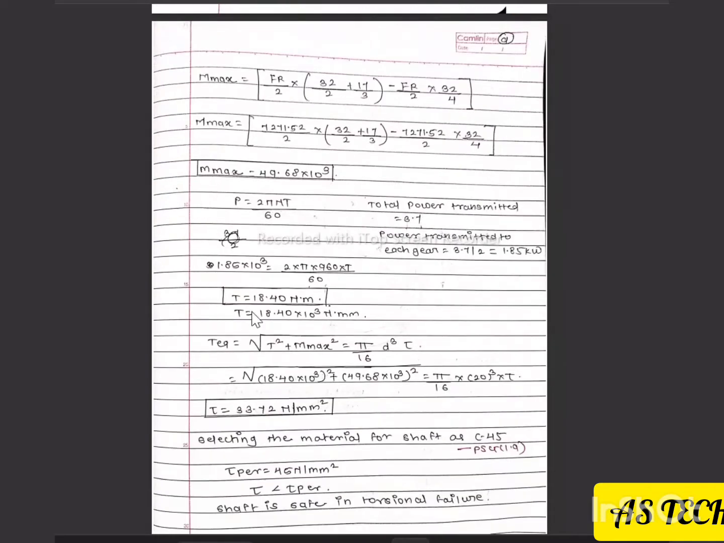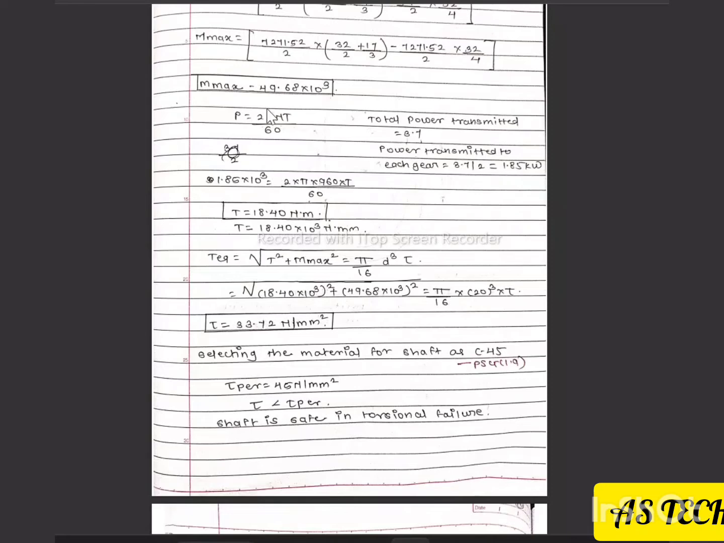Now we calculate TEQ. For that T is required, so P equals 2 pi nT by 60. As we know, the total power transmitted is 3.7. Power transmitted to each gear is 3.7 by 2 equals 1.85 kilowatt. So 1.85 into 10 raised to 3 equals 2 into pi into n, which is 960, into T upon 60.